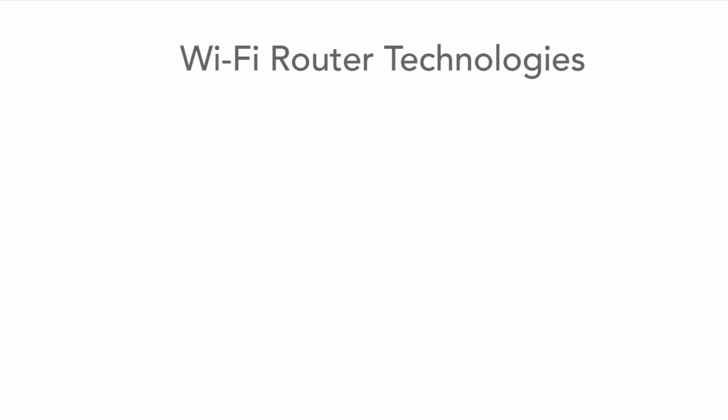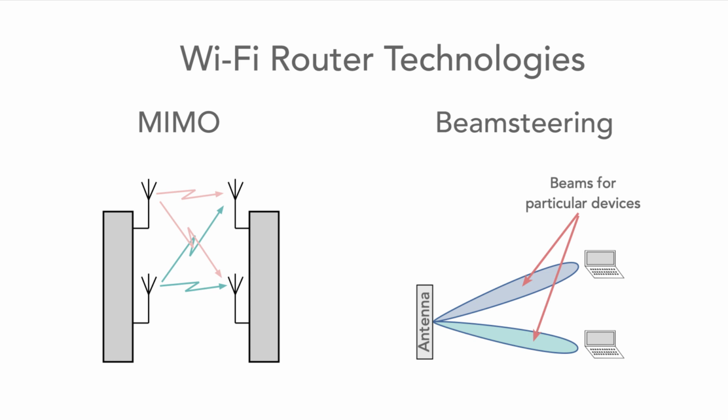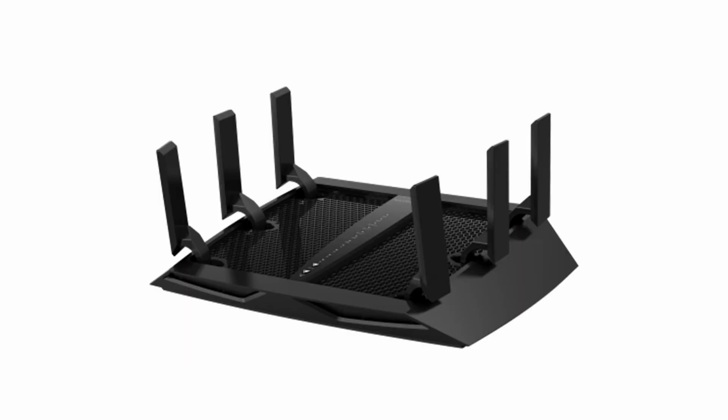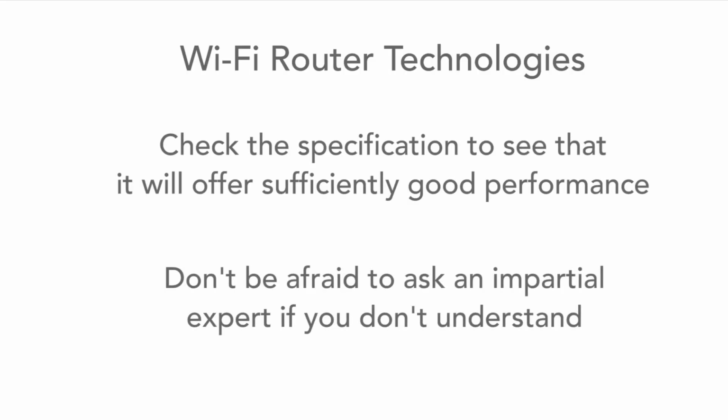Routers using these standards will often use technologies called MIMO and beam steering, which make the best use of the signals. Often the router may have multiple external antennas, although many will have them inside. Check the spec for the router to find out.